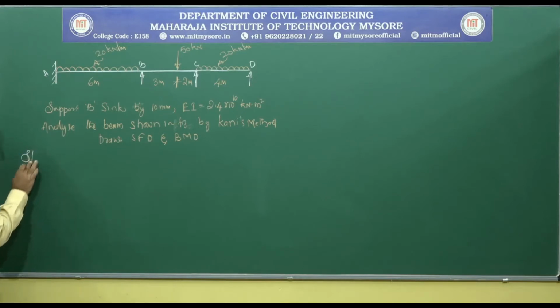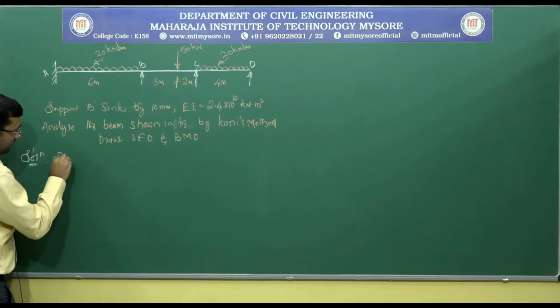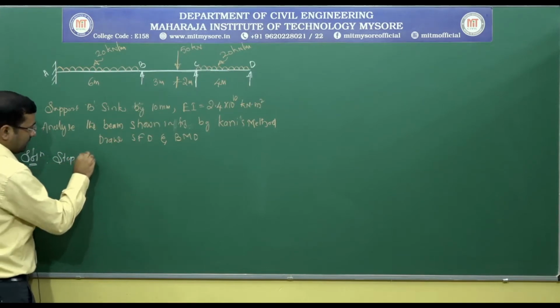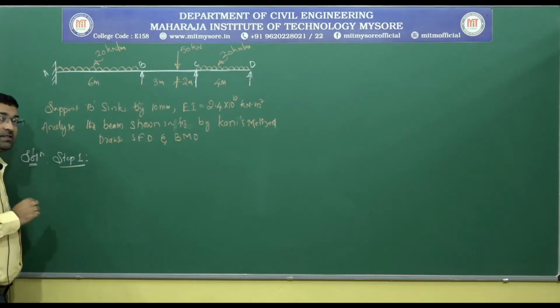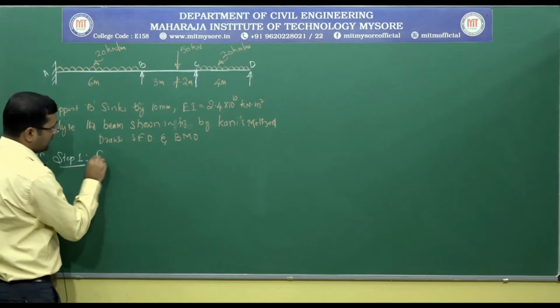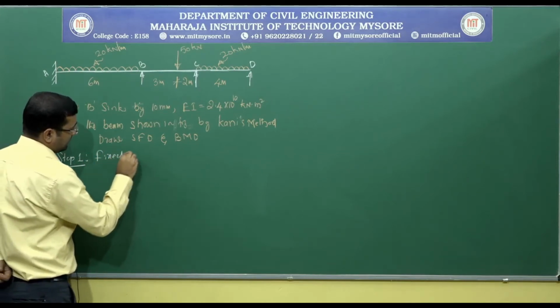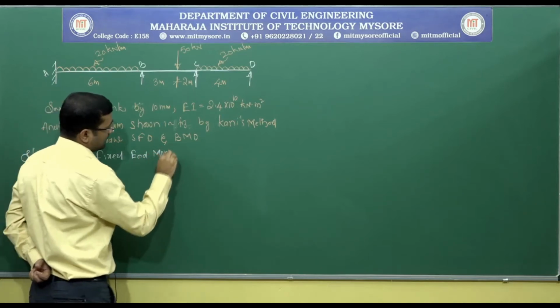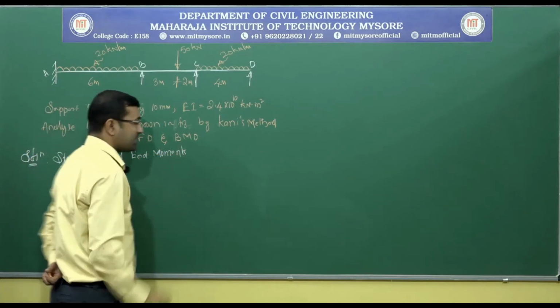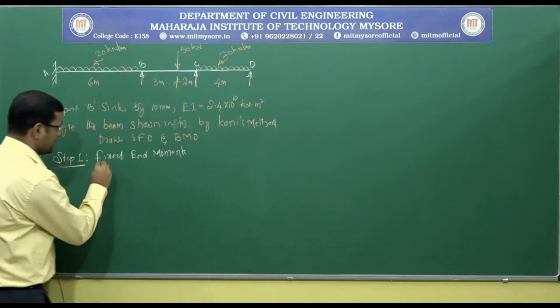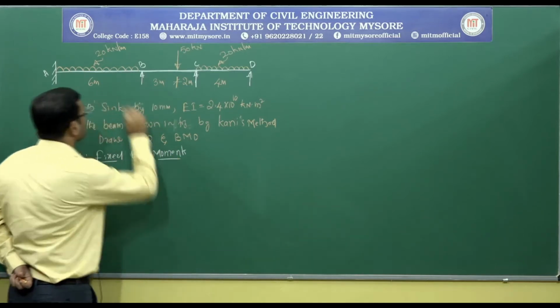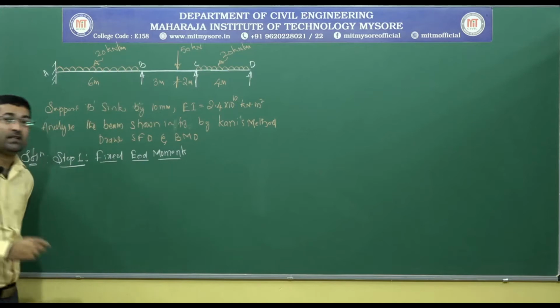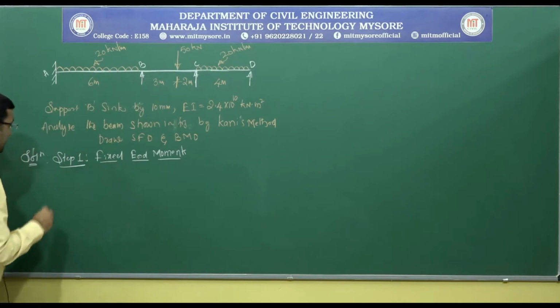We have to go by step-by-step solution. Step number 1, as we all know, is to determine the fixed end moments. So we have to calculate the fixed end moments for all the 3 spans. Let me start with the first span, that is MFAB.